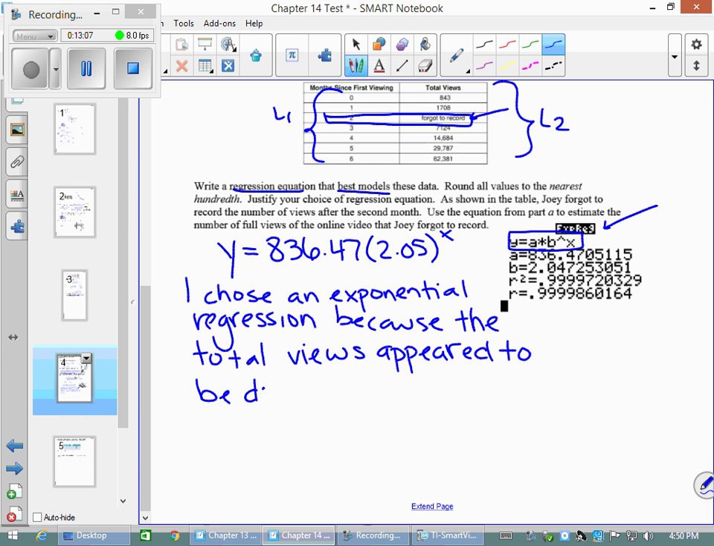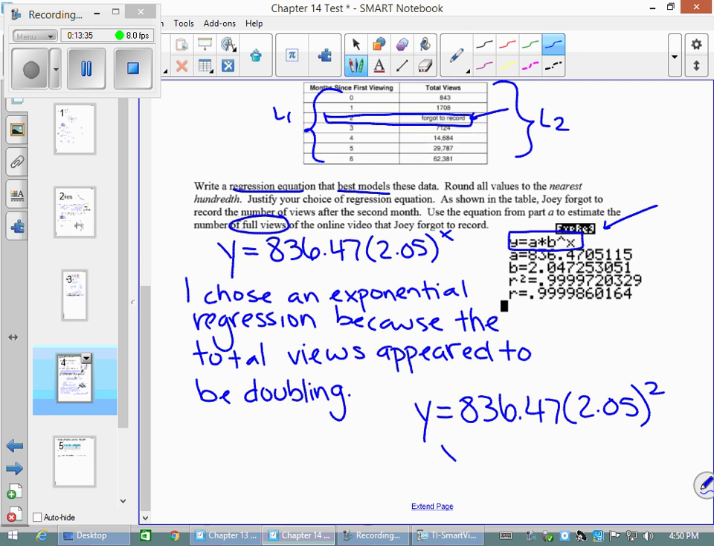Then it wants us to figure out what this missing total view number was for month 2. So they want us to use the equation from part A, so our rounded equation, and estimate the number of full views, so we're going to round to the nearest whole number, that he forgot to record. So we need to be plugging in here for x the number 2. When you type this into your calculator and you round to the nearest whole number, it comes out to be 3,515 views of that video in the 2nd month.